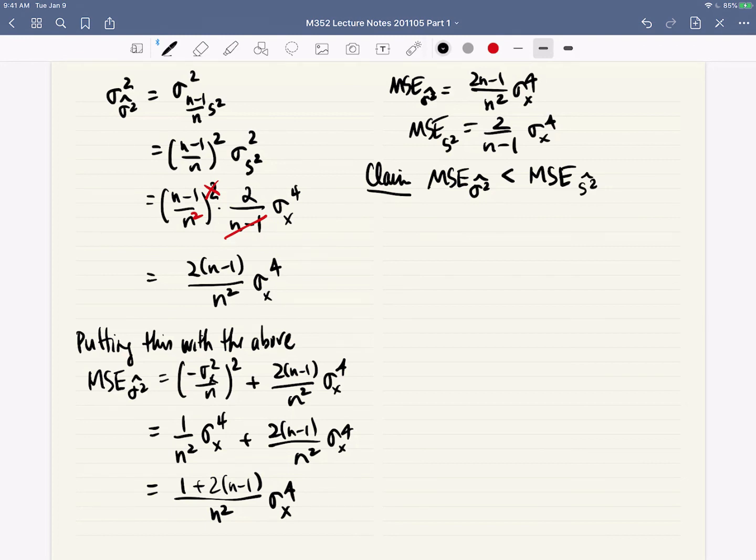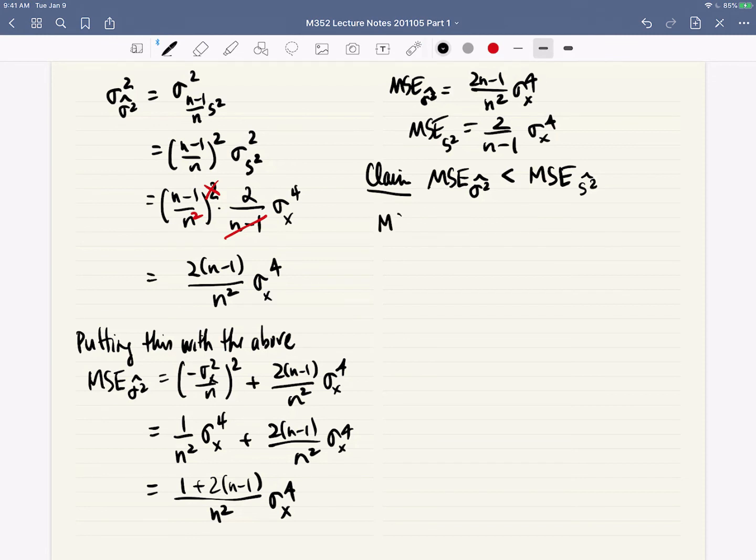So I'm going to show you that. It's just a straightforward algebra calculation. But on the basis of mean squared error alone, it would appear that this other estimation of variance is better than the sample variance, the one that we're going to use. Well, think about that. So how does this work?